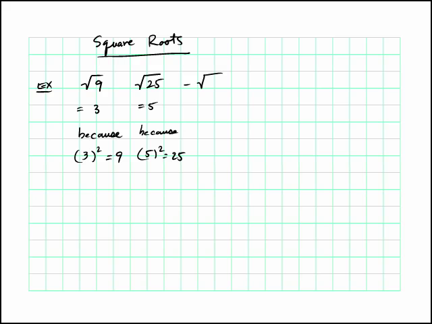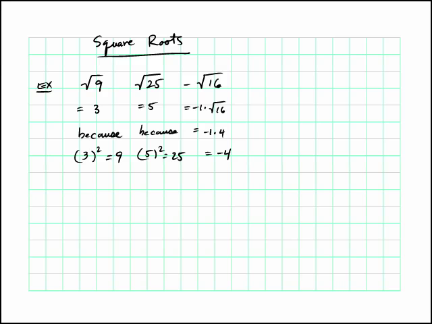Negative square root 16. Notice the negative sign's on the outside, and so I'm going to write that as a -1. This means -1 times square root 16. That's -1 times 4. Square root of 16 is a 4. So this is a -4. The negative sign on the outside made the result negative.